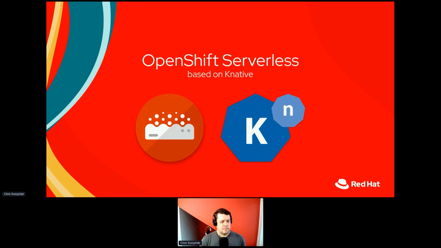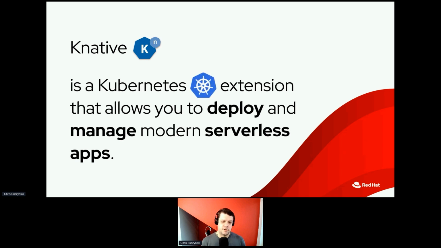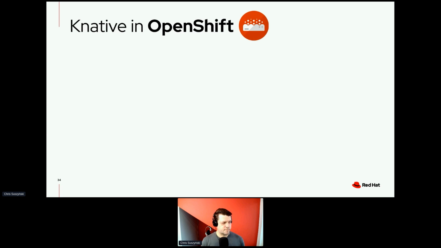Yeah, so now I would like to show you one of the actual implementations that could be done with this. This is something that I'm working on. It is OpenShift Serverless, based on the Knative project. Knative is a Kubernetes extension that allows you to deploy and manage serverless apps.